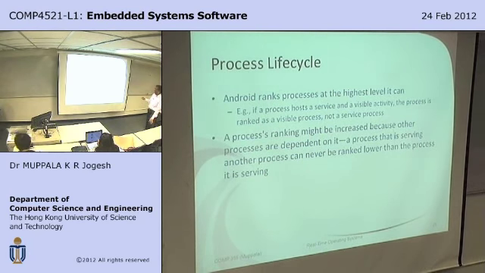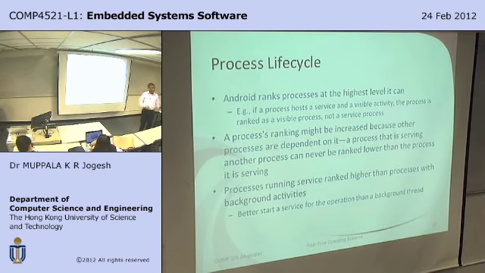Furthermore, a process's ranking might be increased because other processes are dependent on it. Suppose I am a service process running in the background and I am doing service for you and you are a foreground process. You invoked my service and I am the service process running in the background, then Android will not try to kill me either. Because if it kills me, your job will be affected. You are a foreground process, you have a higher priority. So a process that is serving another process can never be ranked lower than the process that it is serving. It will automatically acquire the importance of the process that it is serving. So Android is not trying to get rid of processes. Android is trying to save processes as long as possible. But in the worst case, it tries to get rid of them.